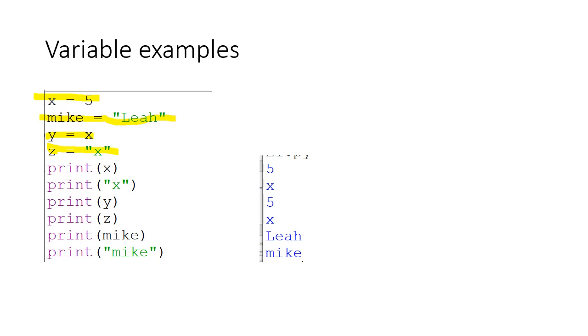So if we print x, it'll print the number 5. If we print x in quotes, it'll print the letter x. If we print y, since y is equal to x and x equals 5, y will print out 5. z is equal to the letter x, so if we print z, we print off the letter x. We print off the variable Mike, which is equal to Leah, so it'll print off the word Leah. And if we print the word Mike in quotes here, it'll just print Mike.